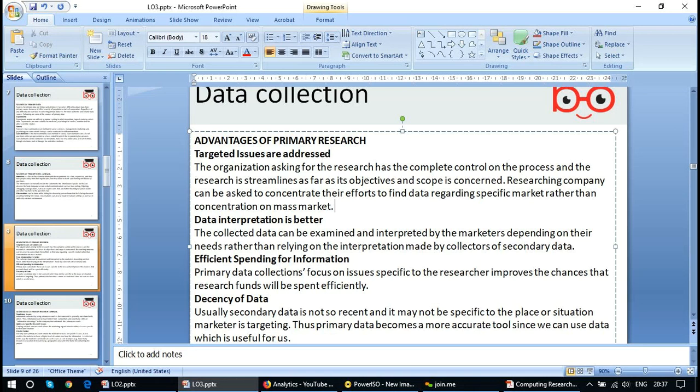Recency of data: usually secondary data is not so recent. It may not be specific to the place or situation the marketer is targeting. Thus, primary data becomes a more accurate tool since we can use data which is useful for us. So that is recency.